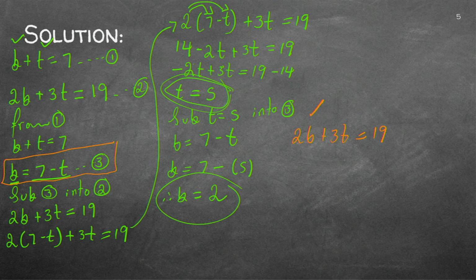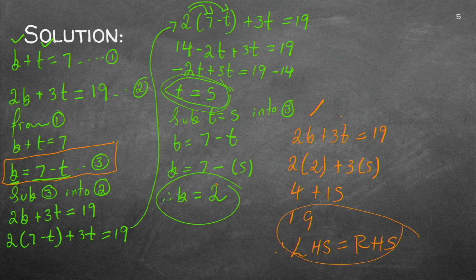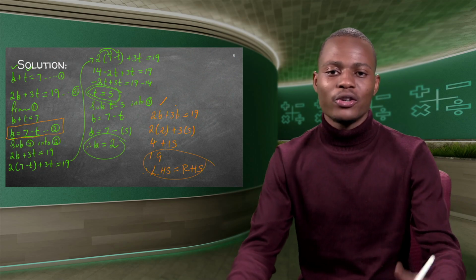So if you substitute 2, what is b? B is given by 2 plus t is 3. So that's going to be 3. What is the value of t? It's 5. Let's see if it's going to give us 19. So that is a 4 there, and that is a 15, and you get 19. So therefore your left hand side equates with the right hand side. So therefore you've managed to solve the problem that you were given.